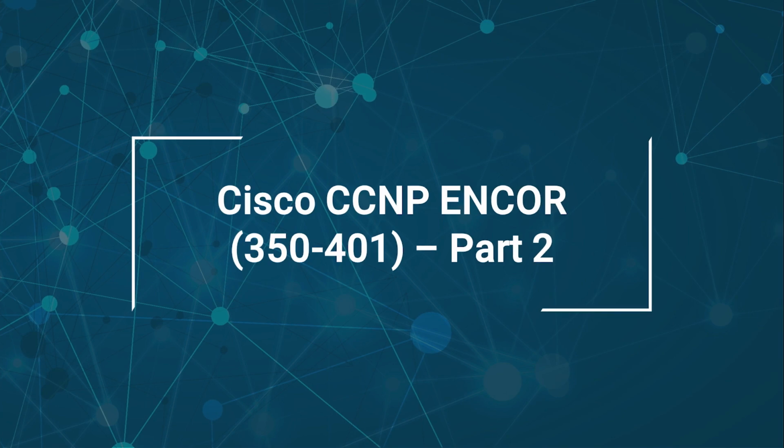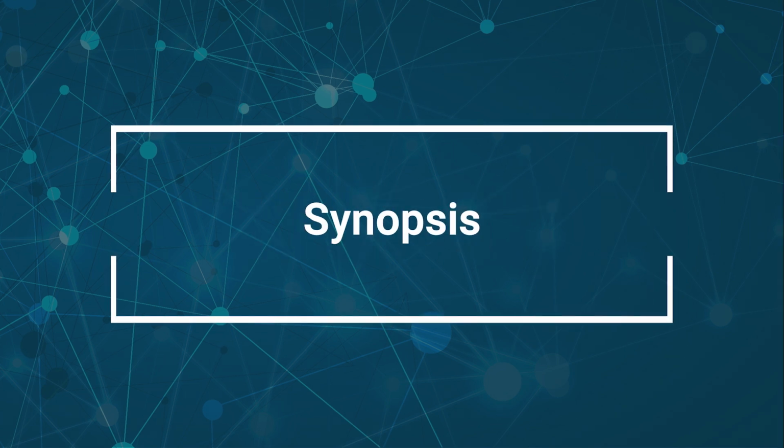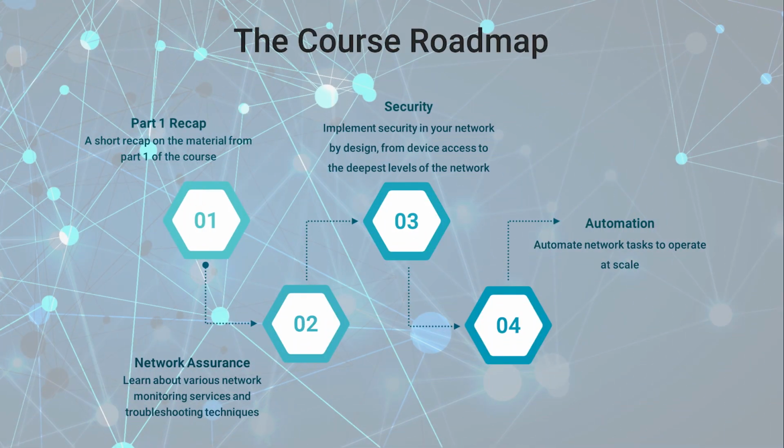Hello and welcome. This will be a short overview of part 2 of the new Cisco CCNP ENCOR course. We'll start with a synopsis. The course is divided into 4 sections. We begin with a recap of what was covered in part 1. We'll shortly go through all of the material and terms covered there.